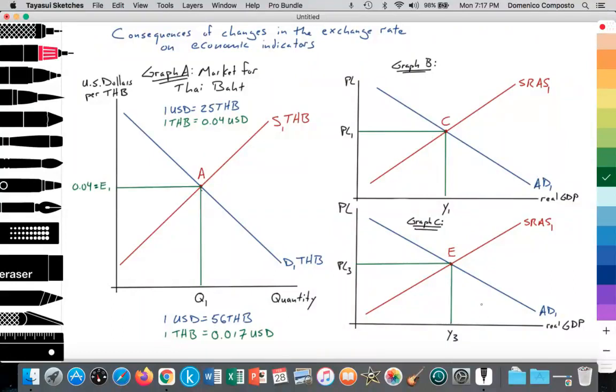All right. So on the left side here, graph A, we're looking at the market for Thai baht. On the y-axis, we're measuring US dollars per Thai baht. For each Thai baht, how many US dollars can we buy? And as I mentioned, one US dollar could buy 25 Thai baht, or the inverse of that being one Thai baht could buy 0.04 US dollars, or 4 cents, which is my starting point here.